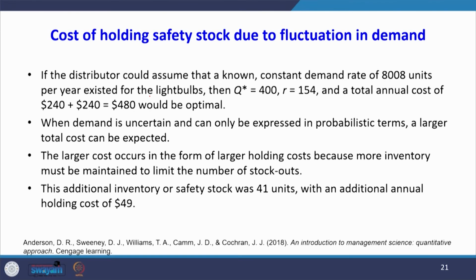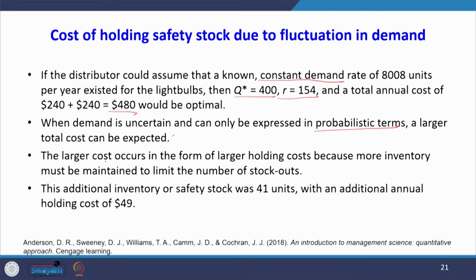If the distributor could assume that a known constant demand rate of 8,000 units per year existed for the light bulbs product, the optimal order quantity would be 400, reorder point would be 154 and the total annual cost would be how much? 240 plus 240, only 480. When will this happen? When the demand is constant, but that is not the case here. Here the demand is probabilistic in nature. When the demand is uncertain and can only be expressed in probabilistic terms, a larger total cost can be expected.